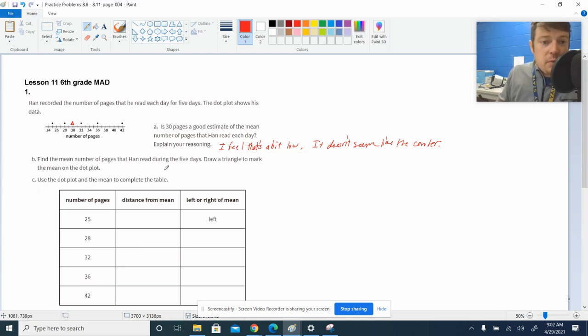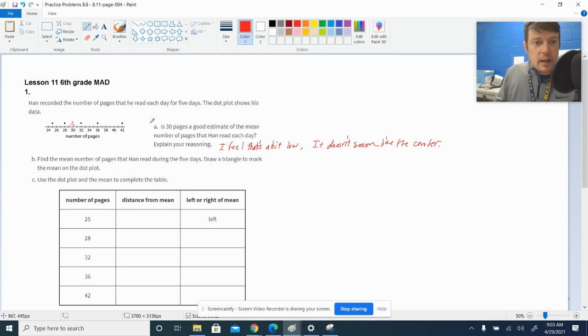Find the mean number of pages that Han read during the 5 days. Draw a triangle to mark the mean on the dot plot. I guess I probably need to delete the estimation because we're about to find the real deal, and that might change things. Of course, my erasing tool is not working correctly. It's acting really weird. Okay. Whatever. I'm not wasting time trying to erase a triangle. We'll just draw a new one when we get there.